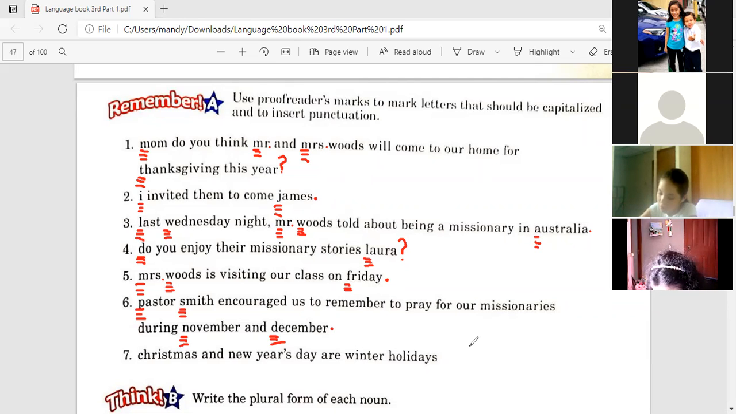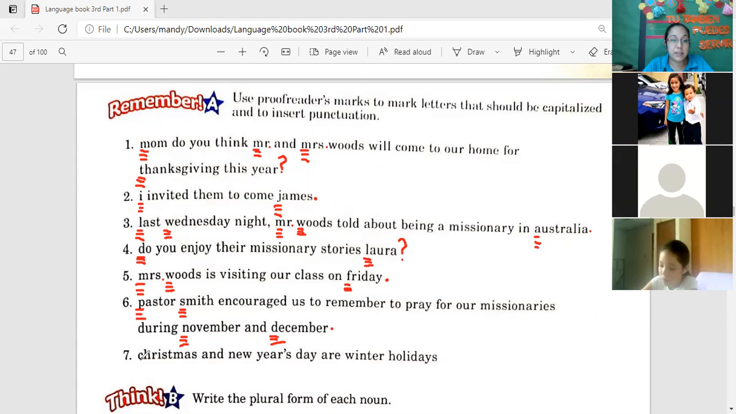Christmas and New Year's Day are winter holidays. Okay, what are the words that we capitalize in that case? Okay, let me see. Christmas, yes, excellent. So we write with capital letter, yes. Okay, what else? Exactly. This one is a holiday. Okay, let's see. Christmas and New Year's Day are winter holidays. Okay, Ariana Hueso says New Year's Day. Yes. So we write here with capital letters. New, okay, Year's Day. Okay, excellent.